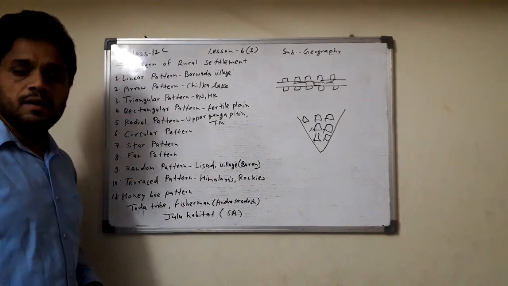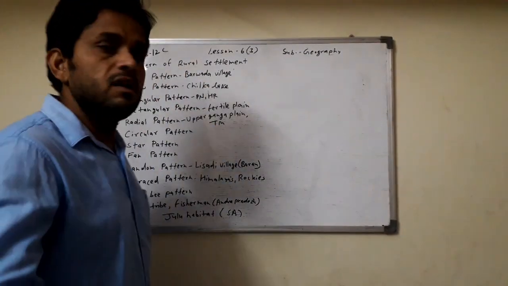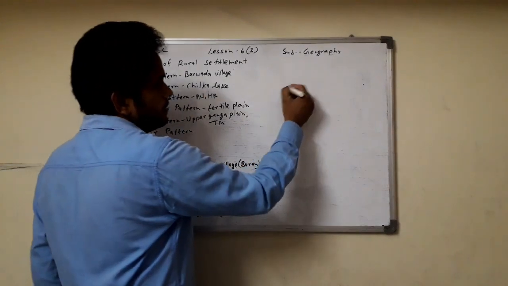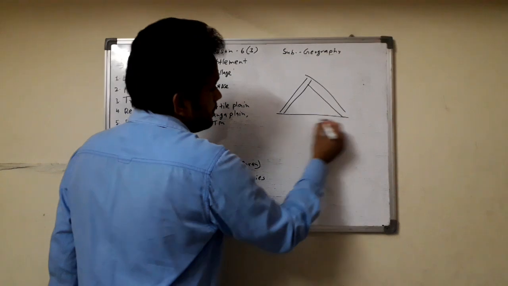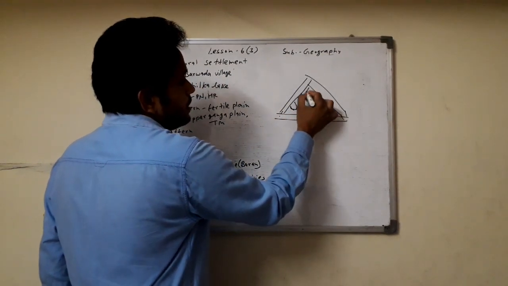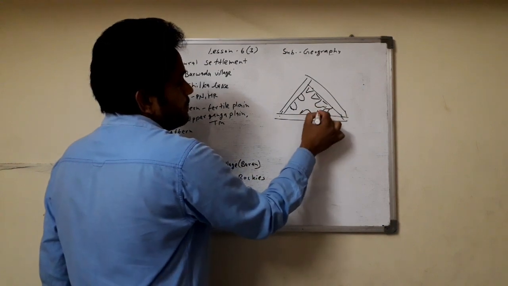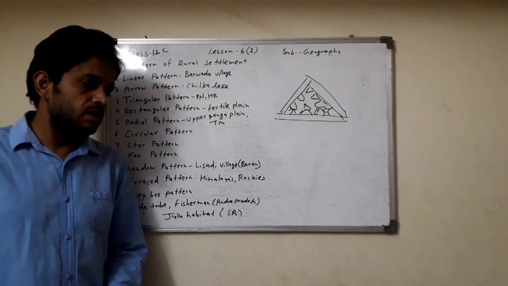Third is the triangular pattern. How is it formed? In the triangular pattern, one road is here, another road is here, then the river is here, all these are joined, and the residences develop here. This type of pattern is known as the triangular pattern.